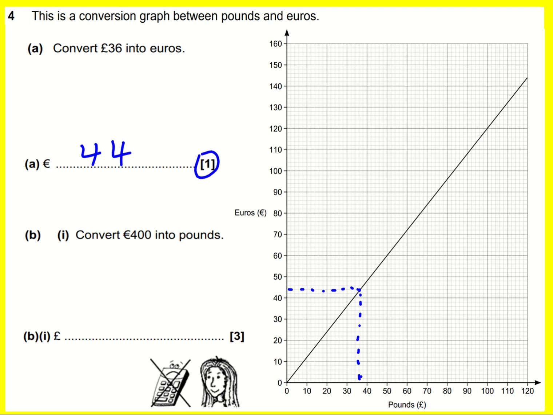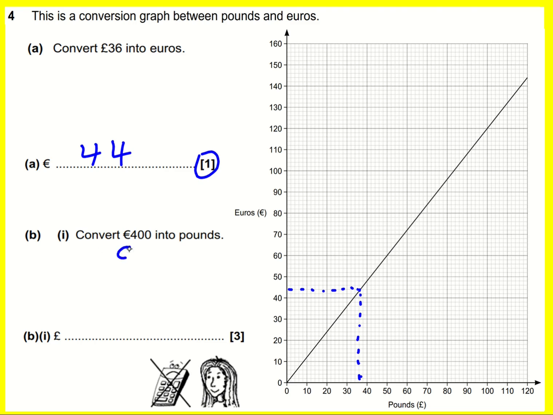Convert 400 euros into pounds. That seems a bit trickier because we can't use the graph. So we're going to have to use something that goes into 400 euros to help us. Now, I would advise against doing something like 10 euros because there could be more error here. You want to make it fairly large. If we had 200, that would be even better. I'm going to go with 100. I think that's a good shout.